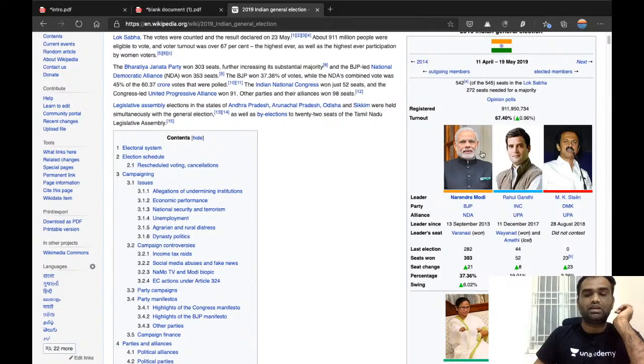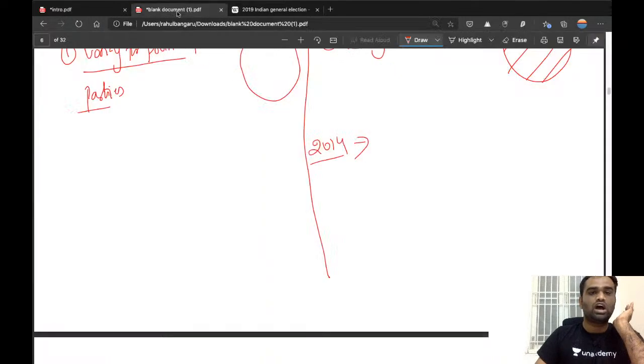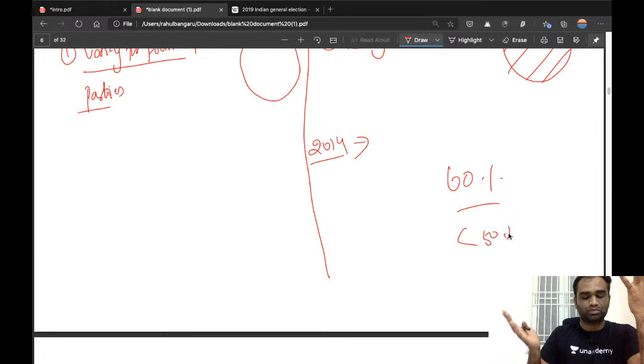Okay, even though BJP got only 44% of the votes, they got around 303 seats. So they got around 60% of the seats, even though they got less than 50% of the votes. So that's what happens in first past the post system.